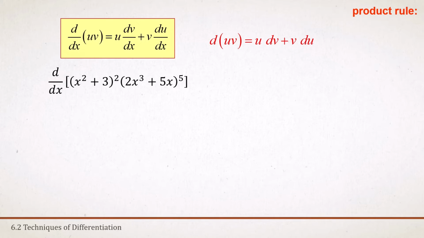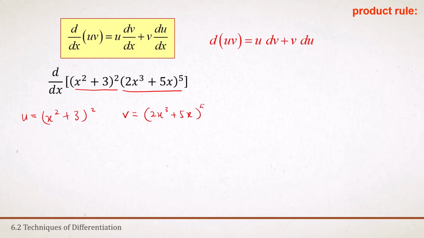Okay, so now how am I going to solve this one? Without further ado, the first thing is, we have two different functions here. One is with the power of 2, and another one is power of 5. The one with power of 2, I will always take as my u. So u equals x squared plus 3 power of 2. And my v is 2x cubed plus 5x power of 5.